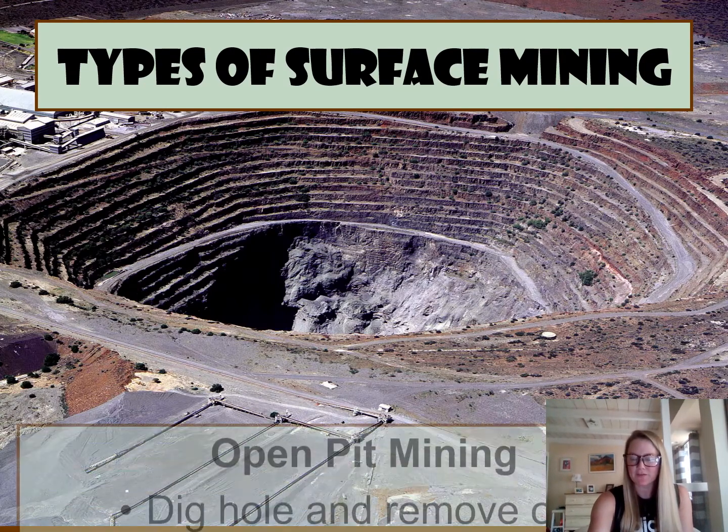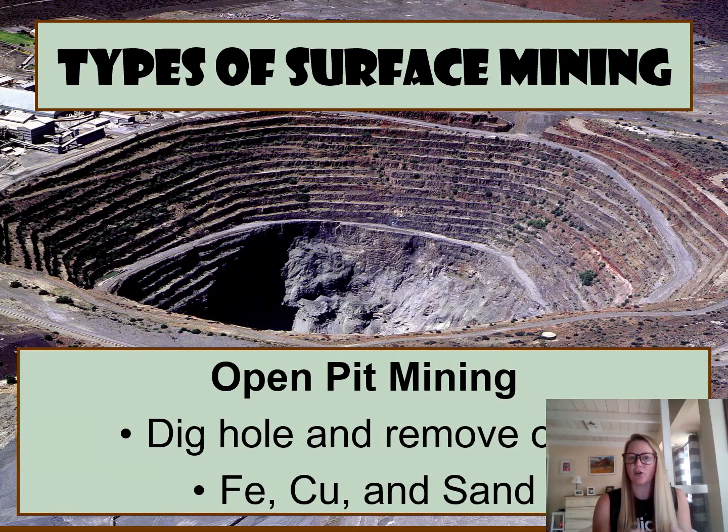So our first surface mining technique is called open pit mining. And it's pretty simple to understand because it pretty much describes what it is in the name. It's an open pit. So basically what you do to get to your mineral is dig a huge pit into the ground. And as you go through, you take out the mineral and obviously you move the overburden to the side. Some common things that are mined this way are copper, iron, and sand.